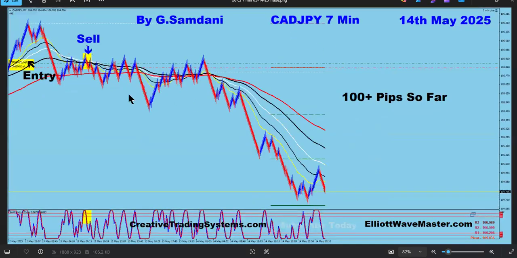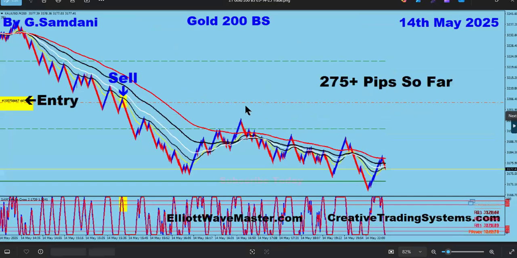CAD yen, all yen pairs now going down. So CAD yen opened the trade here. The robot opened the trade for 100 pip to the downside. More yen pairs to the downside.